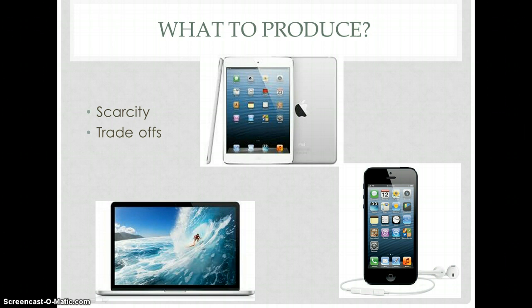Wouldn't that mean that the computers and the iPads would be more expensive? It could be if they make less, yeah. If they make less of them, they'll be more expensive.